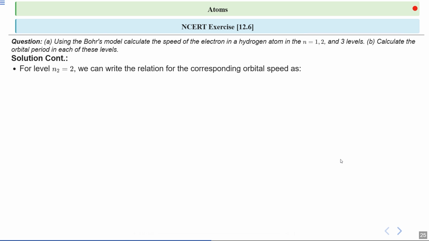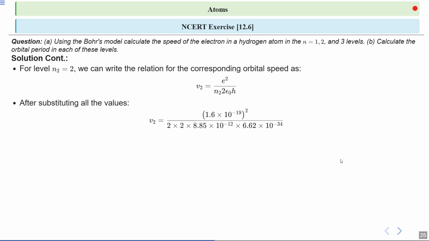Let's focus on the second energy level, where n equals 2. Here we are setting up the formula to find the electron speed in this orbit. Notice that as n increases, the electron is farther from the nucleus and its speed changes. The formula for orbital speed in energy level n2 equal to 2 is given by v2 equal to e square upon n2 times 2 epsilon naught h. Now let's substitute the actual values for each constant into our formula.